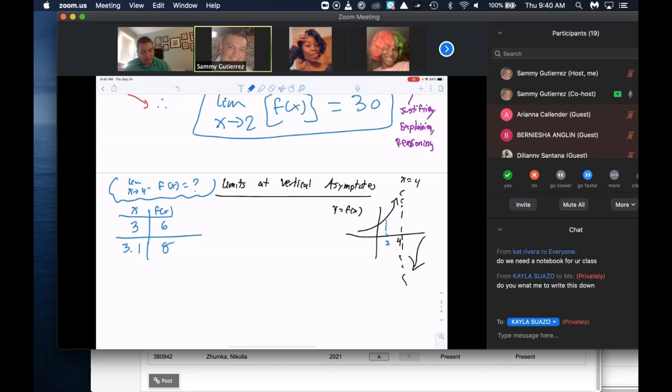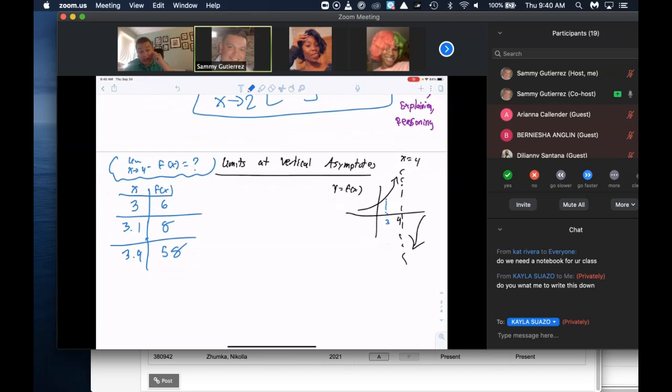I get 8. All right, again, another one. It worked. 3.1 worked. That was good. But we probably want to jump a little bit closer. 3.9. Bam. I get 58. Do I know what the limit is yet? Do I have an idea based on this table what the limit is yet? Probably not. Give me another one.